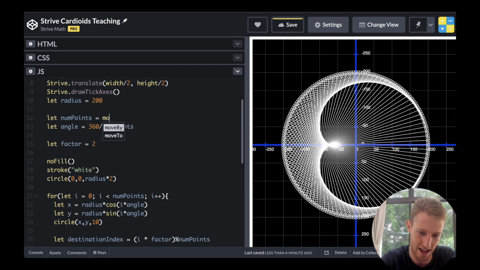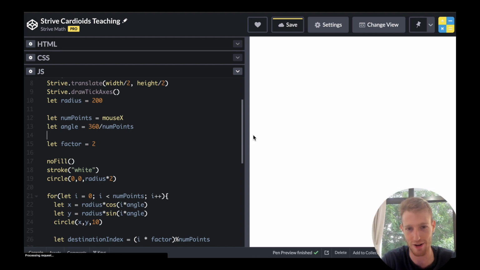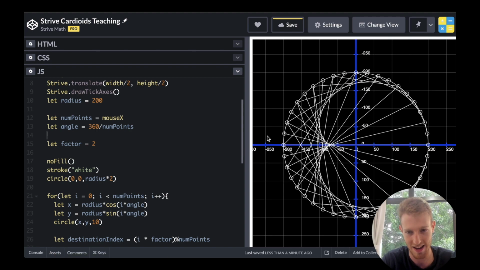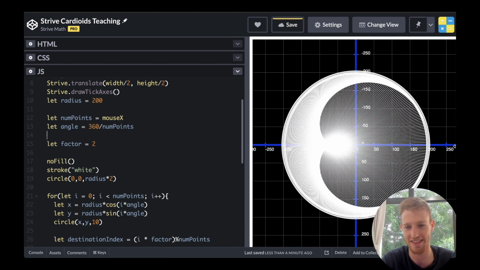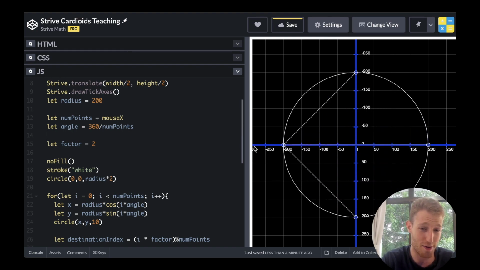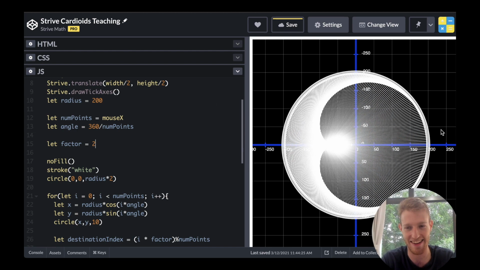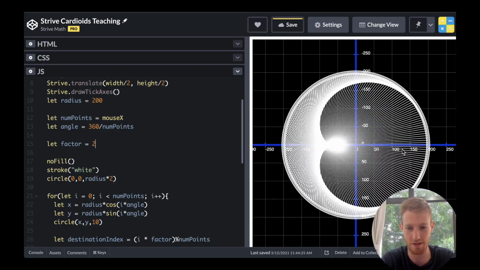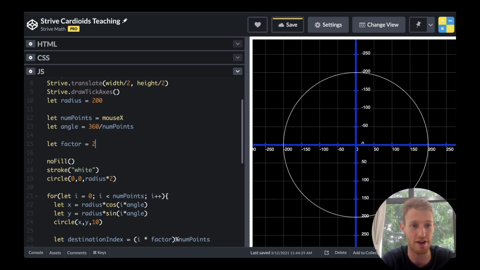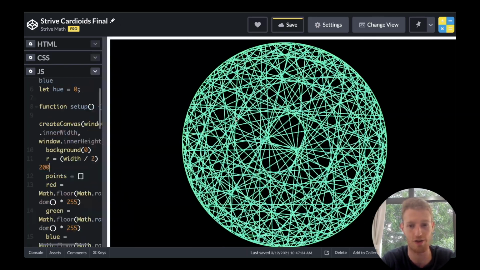If I did mouse X, then as I move my X, we will increase the number of points over here. Yeah, there you go, right? Can see how cool that looks. We could also do something pretty cool with our factor, actually I'm not wanting to do that just yet, because the next part is just getting this kind of motion that we saw previously working.